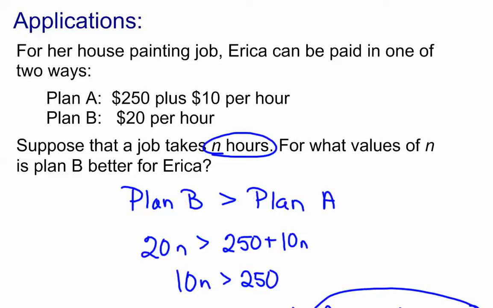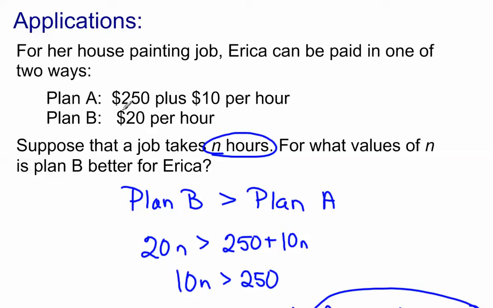Let's take a look at a couple applications of linear inequalities. Okay, this first one is really pretty straightforward. Erica has two ways of getting paid for her house painting business. Plan A says $250 up front, then $10 an hour in addition to that. Well, that's a really good deal for Erica if it's a short job.